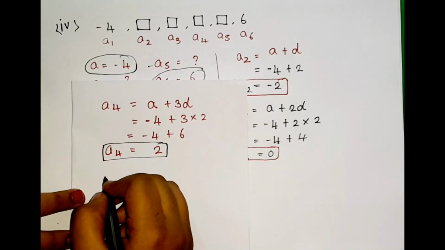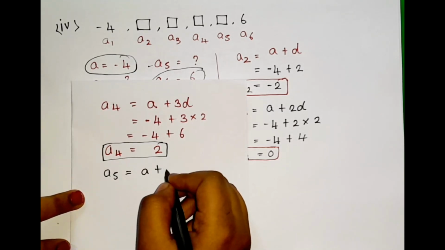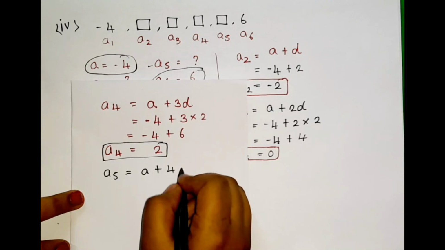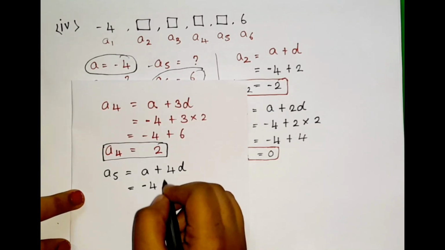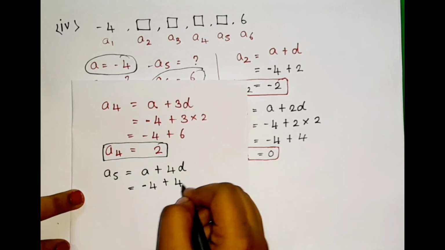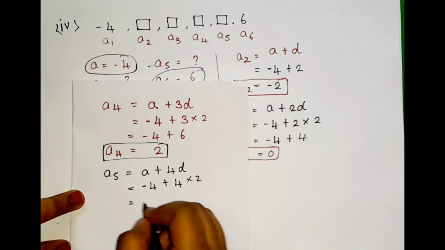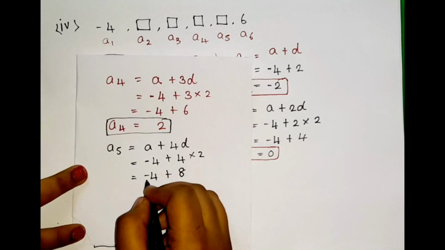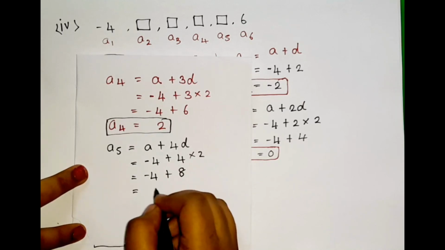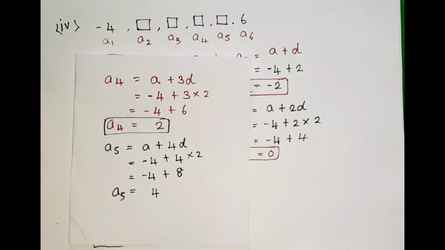Okay, so now let us find the A5 value. We can write it as A plus the previous number of 5, which is 4. So 4 into D is equal to the A value, minus 4, plus 4 as it is, and the D value is 2. So it is equal to minus 4 plus 4 twos, which is 8. Plus and minus is minus, so 8 minus 4, of course, is 4. So this is going to be your A5 value.